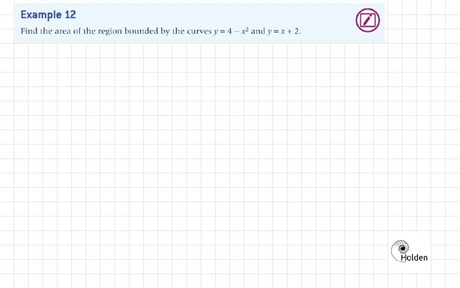I said to myself I wasn't going to do these questions, but they're just so much fun, so I'm going to do it anyway. Example 12: find the area of the region bounded by the curves y equals 4 minus x squared and y equals x plus 2.